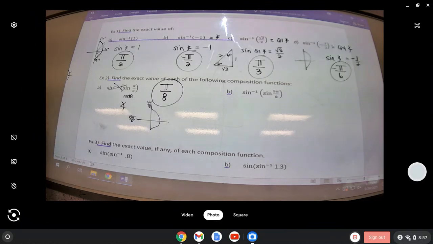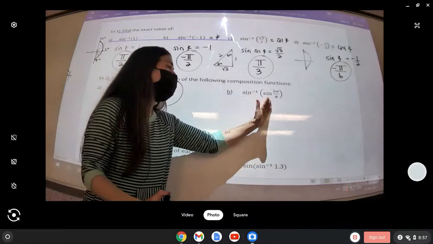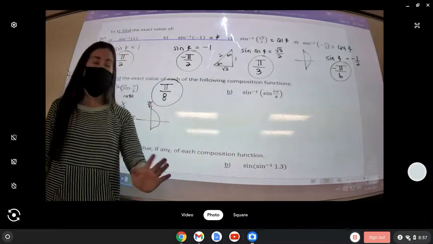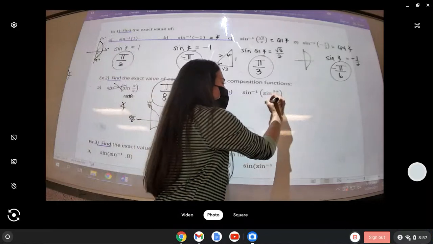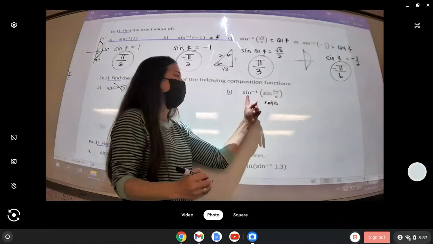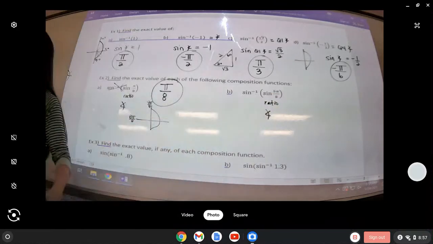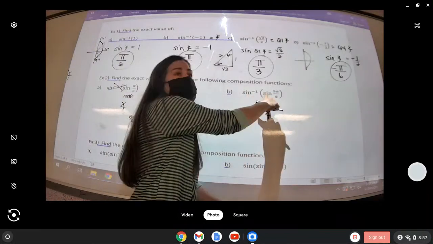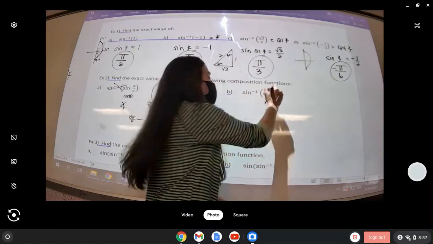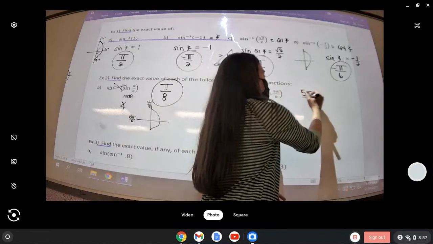All right, look at the next one. We need to find the inverse sine of the sine of 5 pi over 8. Well, guys, the sine of an angle is a ratio. The inverse sine of a ratio is an angle. The answer to this question is definitely an angle. But what angle? Well, what should the inverse sine do to the sine function? They should cancel. And I'm left with the angle of 5 pi over 8.